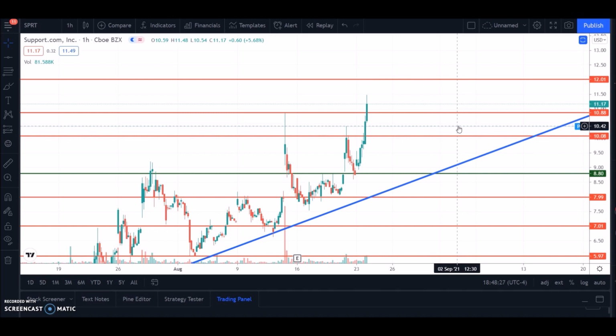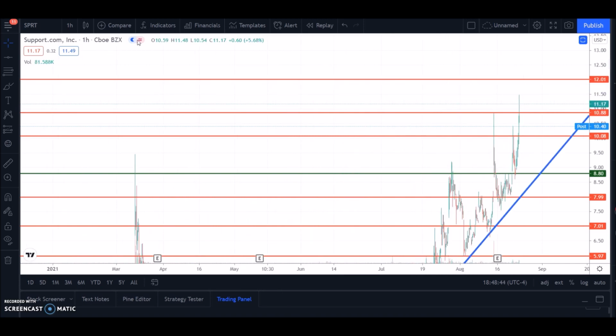A few things can happen. Tomorrow it can start from 10.4, or it might come back to 10 and bounce up again, or it can open really high. It can go over 10.9 and then it can start its rally towards 12. Now you can ask me why 12, because there is nothing here.